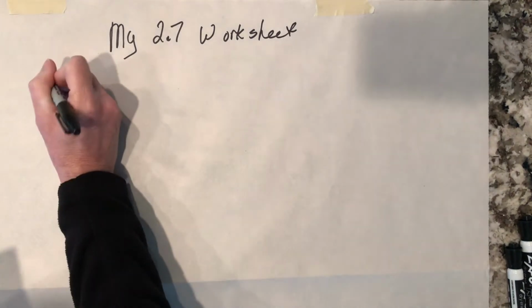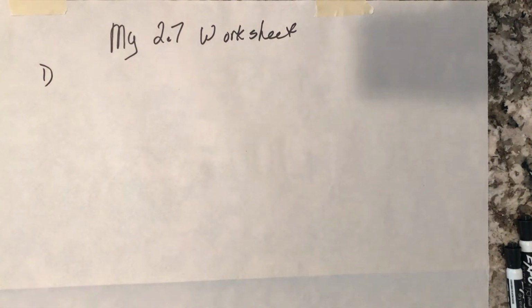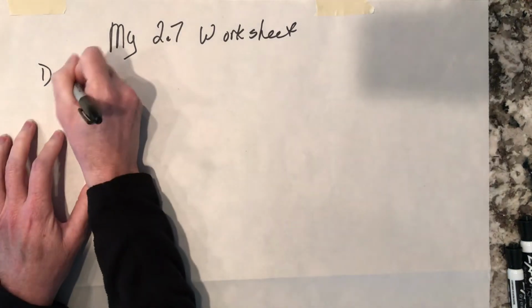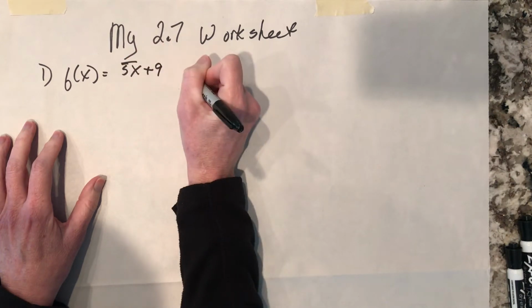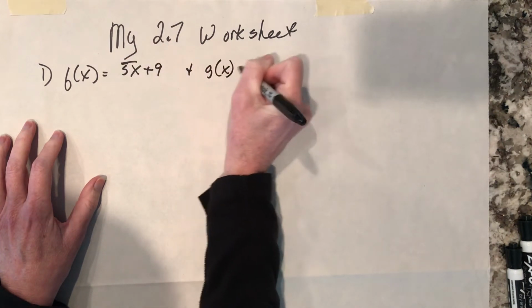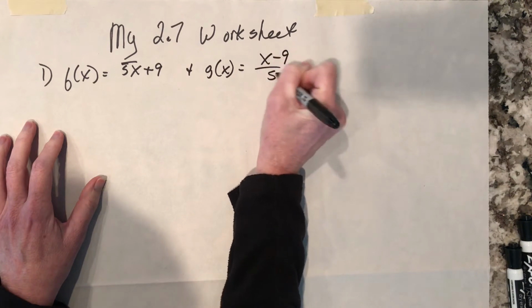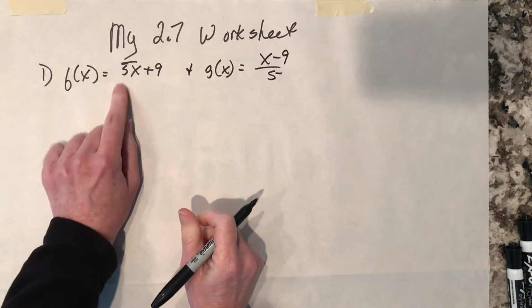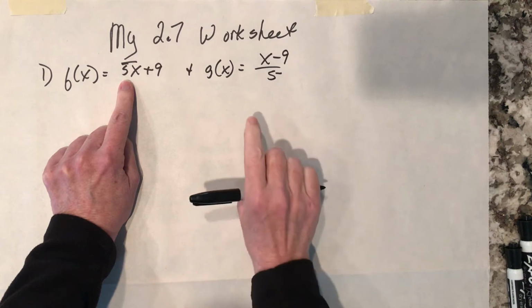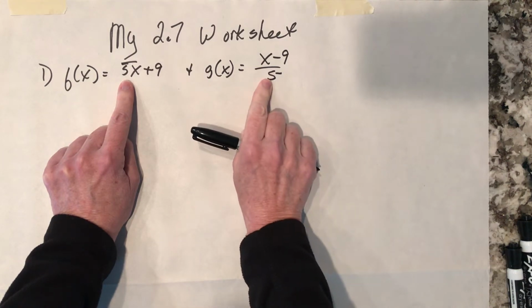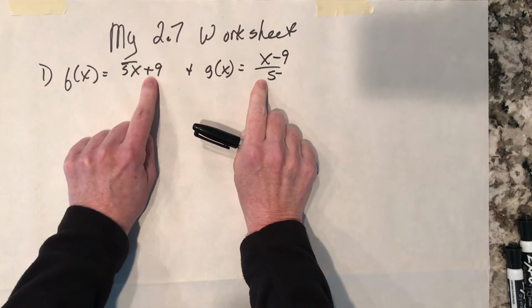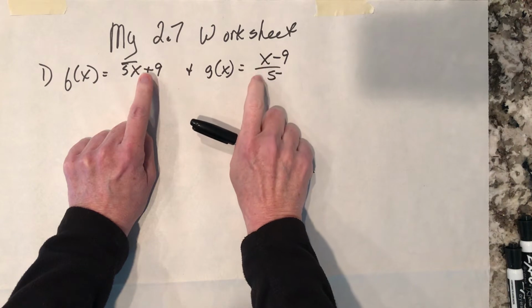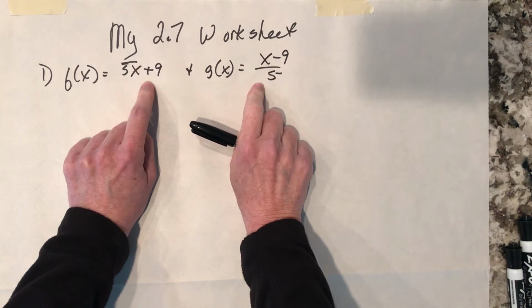Okay, so number one on my worksheet asks you, are those two functions inverses? They give you f of x equals 5x plus 9 and g of x equals x minus 9 over 5. I'm seeing here it's multiplied by x. Here 5 is divided into x. That's an indication of opposite operations. Plus 9, minus 9. So this is a really good clue that these are probably inverses.